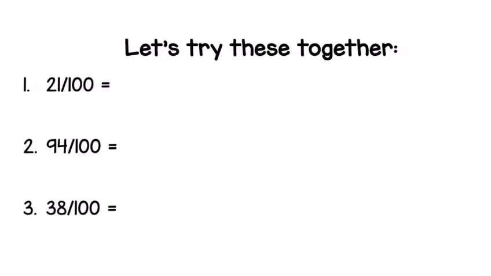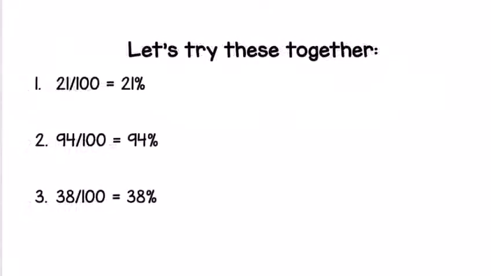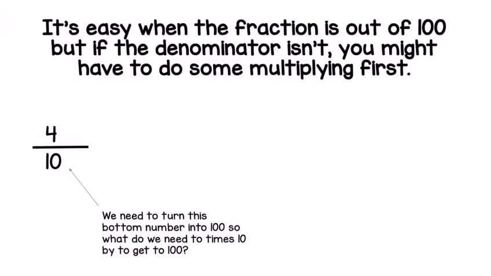And finally, if we have 38 out of 100, the bottom number again is 100, so we don't need to change anything. So the numerator must be the percentage. So in this case, it is 38%. It's easy when the fraction is out of 100, but there might be some times when the denominator isn't 100. So you might have to do some multiplying first.